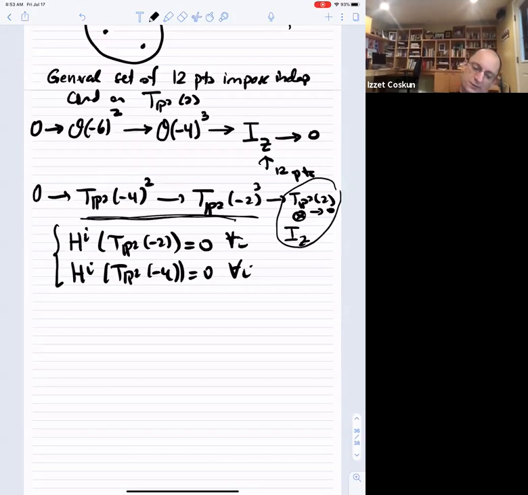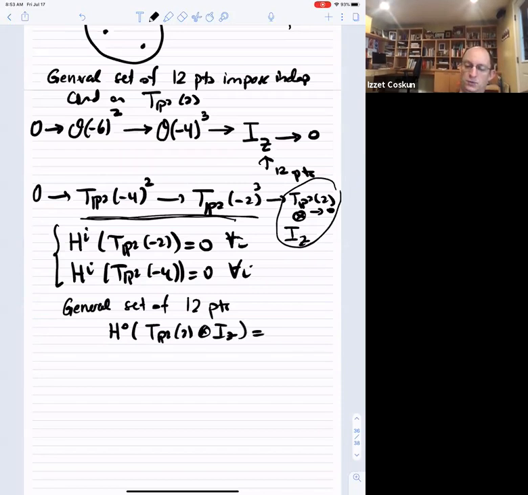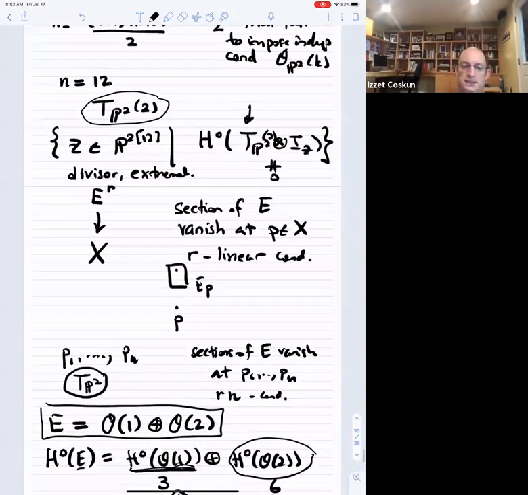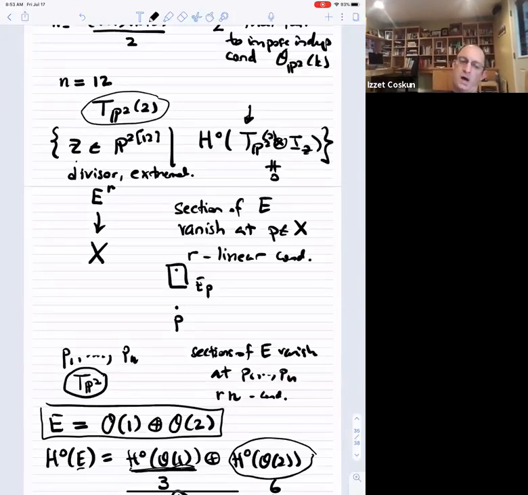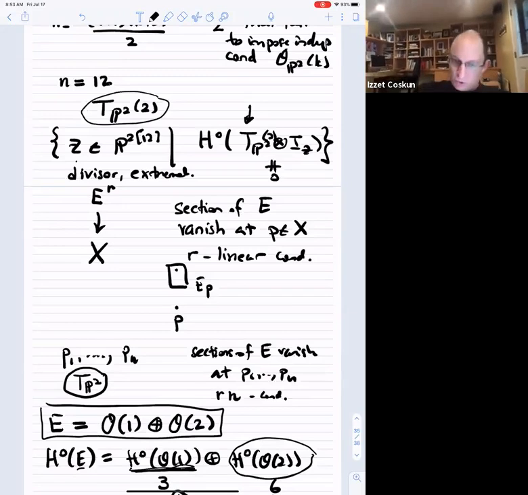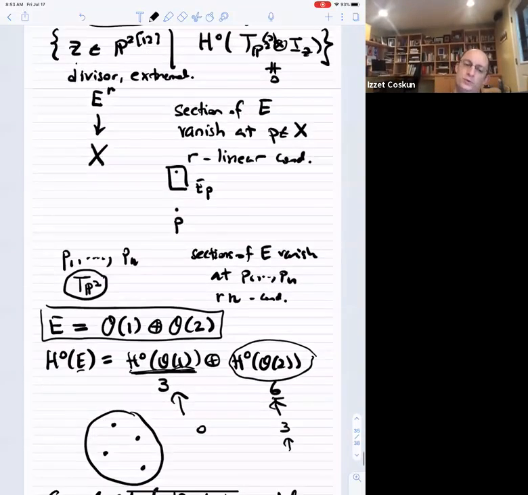So what we learned is that for a general set of 12 points, we really have that H0 of TP2 tensor IZ is equal to 0. In other words, this condition that we had, Z in P12 such that H0 of TP2 of 2 tensor IZ is not equal to 0, is not the whole moduli space. So there are Z which don't satisfy this condition. And then it's relatively easy to show that this is a divisor and to compute the class.